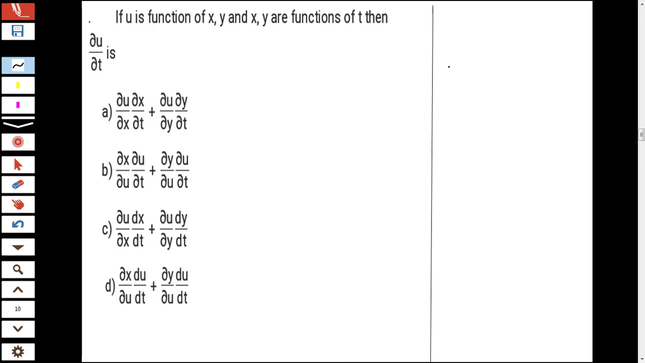In this, we have u in terms of x, y, and x, y in terms of t. So simply we can say it is a chain rule example. Now u is in terms of x, y, and x, y are in terms of t. That means u is a composite function of t.